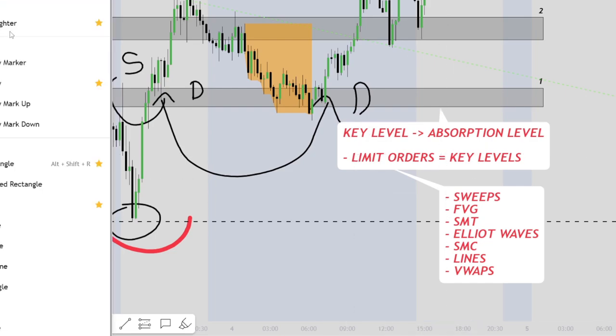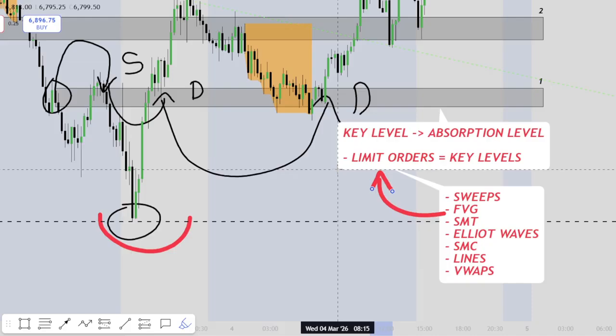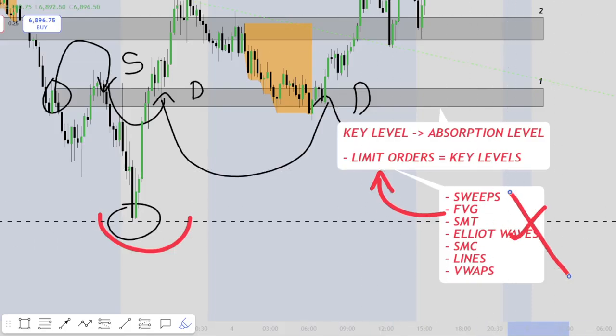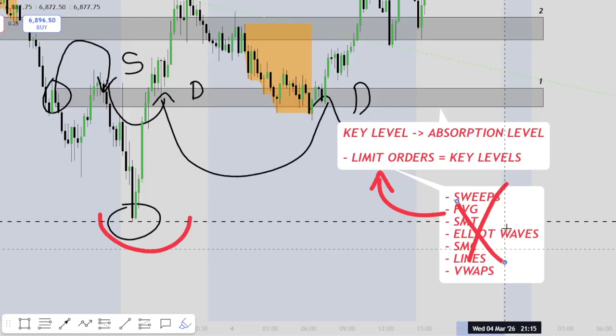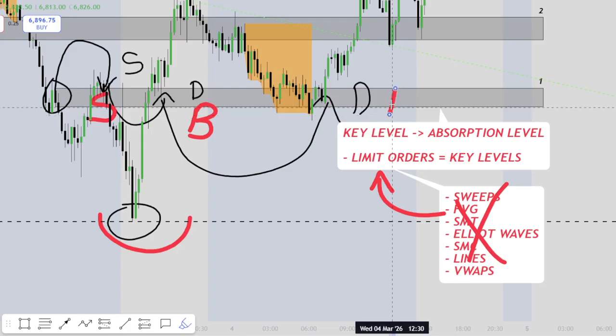You can use fair value gaps to find voids in price where the market is more likely to react. Now, just because there's a fair value gap does not mean there's a key level, right? You want to ditch all these and you want to focus on one fair value gap, and you want to see these are sell limit orders here, there are buy limit orders here, there are buy limit orders here, right?